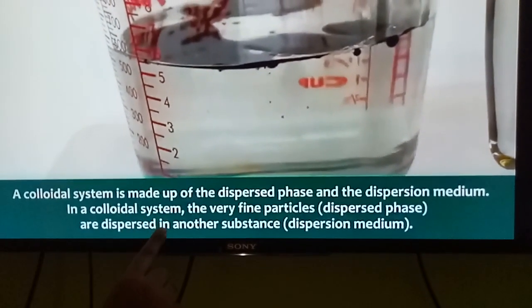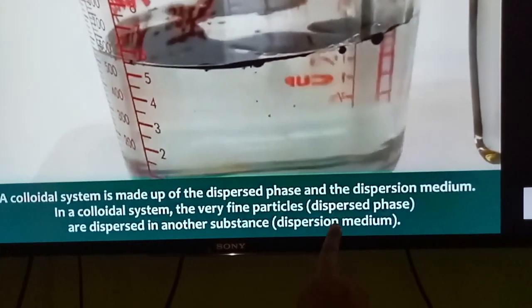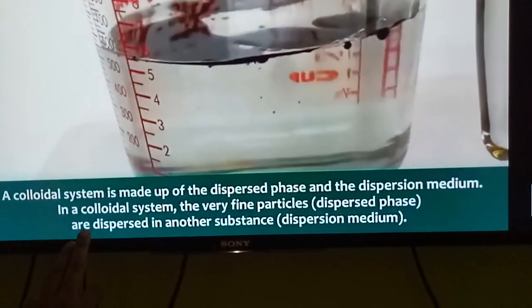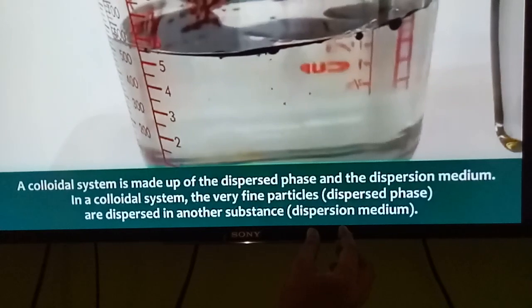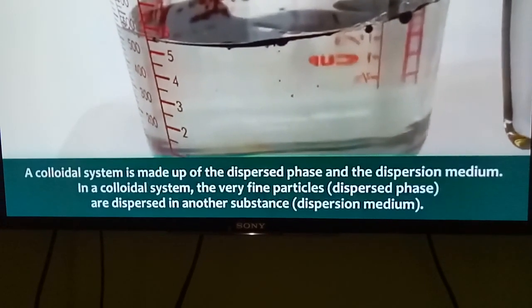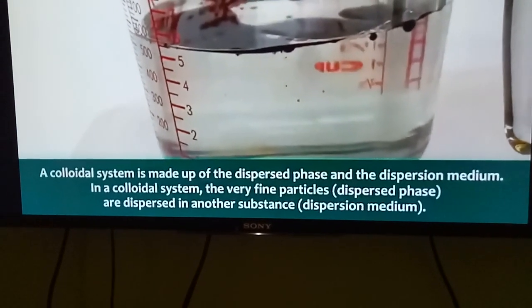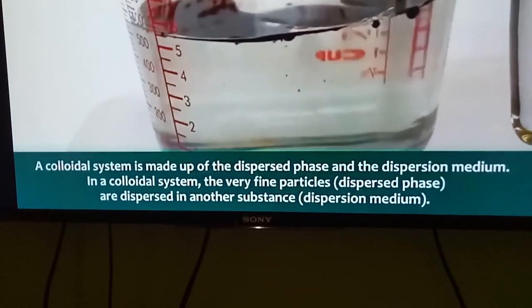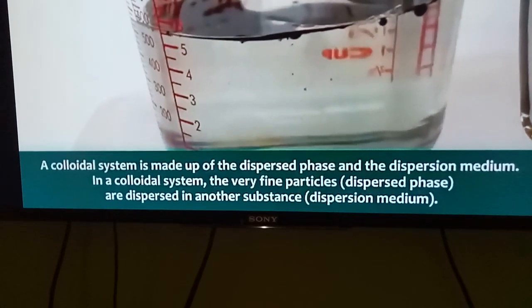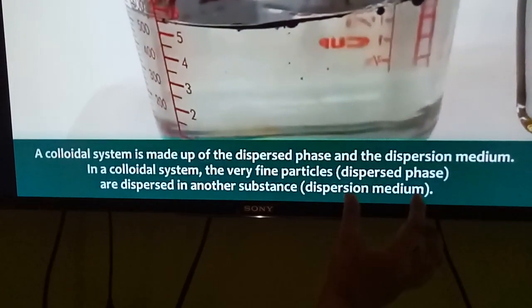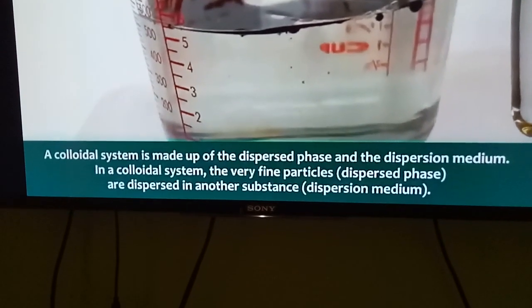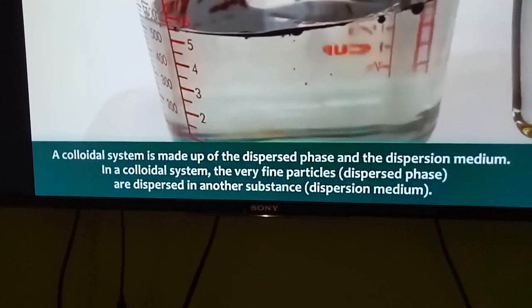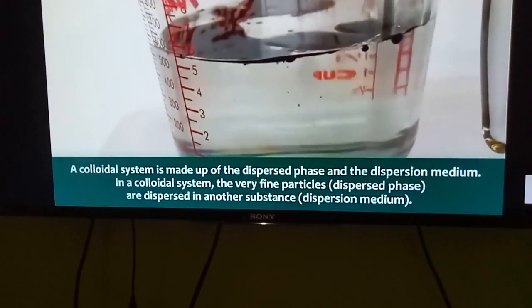So in a colloidal system, the very fine particles are called the disperse phase, which are dispersed in another substance, and that substance is called the dispersion medium. So you can conclude, children, that milk contains very fine particles of fat dispersed in water. That's why it is called a heterogeneous mixture. We cannot see those particles because they are quite small.